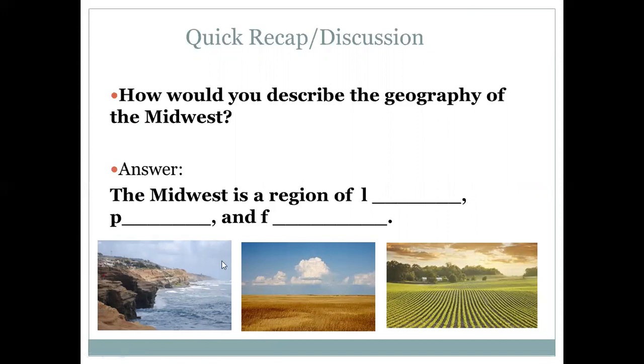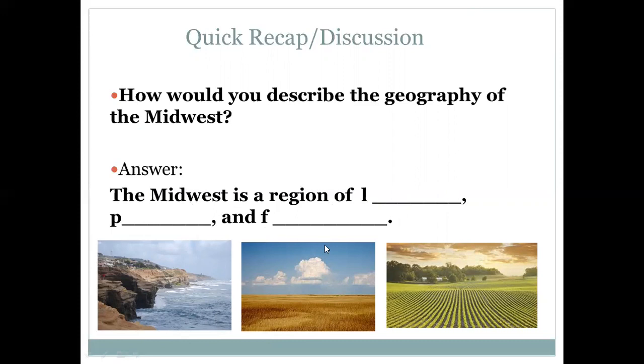All right, so L stands for lake. Very good for those who got it right. P stands for, great job for the one who got prairie. And F stands for farm. Wonderful for those who got all correct answers. So the Midwest is a region of lakes, prairies, and farms.